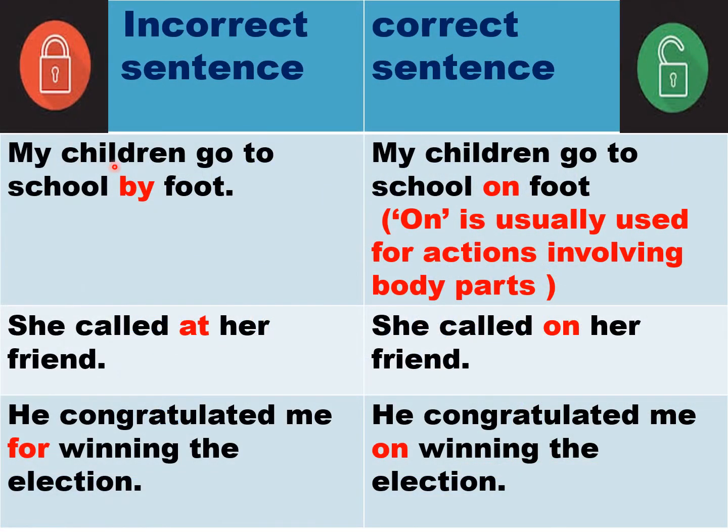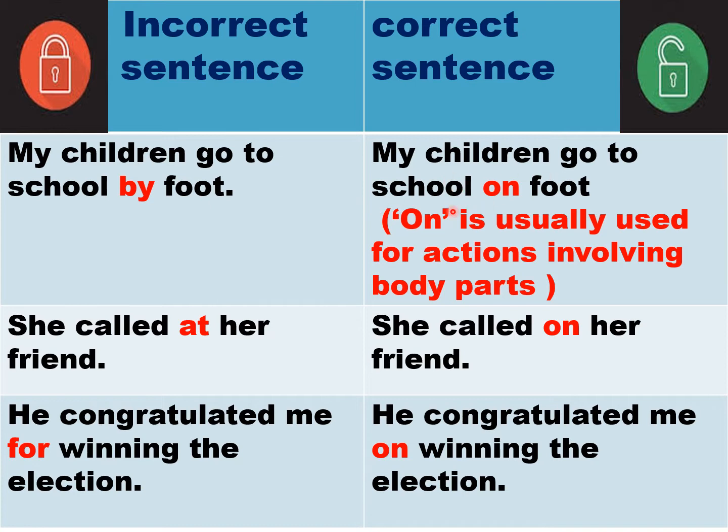In this video, we can see the errors in prepositions. On the left side, we have the incorrect sentence, and on the right side, we have the correct sentence. See the first sentence. My children go to school by foot. By foot is given here. When we refer to transport, we can use by. Here foot is given, so it's wrong. Instead of foot, if we have bus, this sentence is correct. My children go to school by bus is correct.